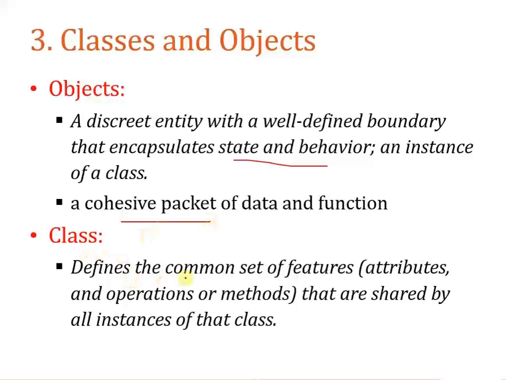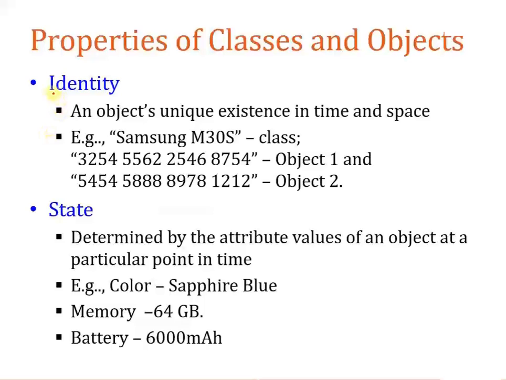But a class is a common set of features such as attributes, operations or methods, etc. It is shared by the set of all instances of that particular class. So these are the properties of classes and objects.